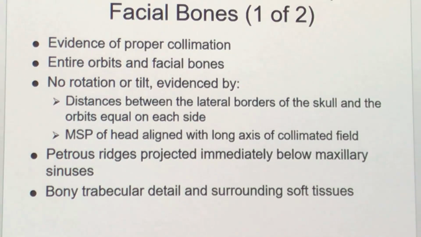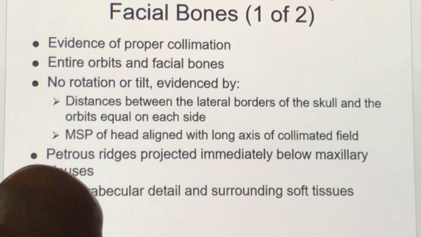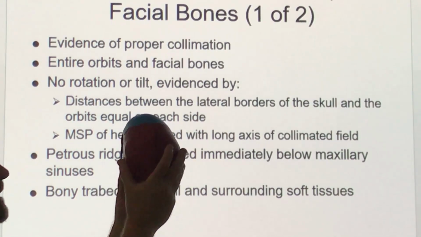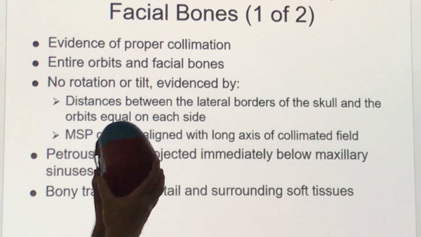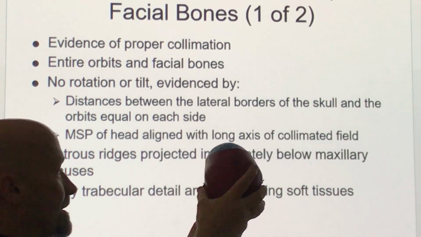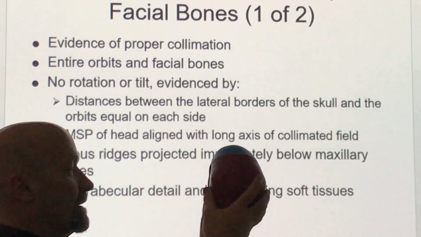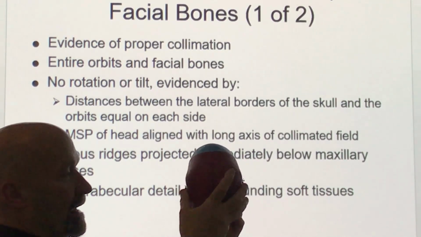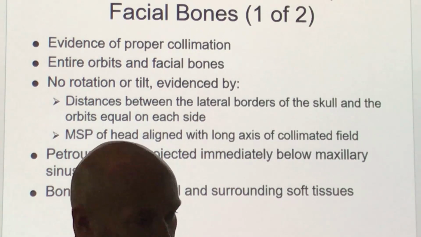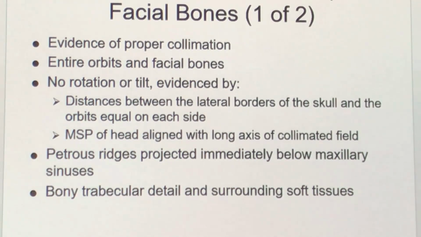That's basically so that the appearance of the skull isn't just rotated like that. And as much as the difference between rotation this way, that's kind of like the orientation of the head on a lateral of the skull. So it's just for uniformity. Petrous ridges should be immediately below the maxillary sinuses, with trabecular detail in the surrounding soft tissues and all that.